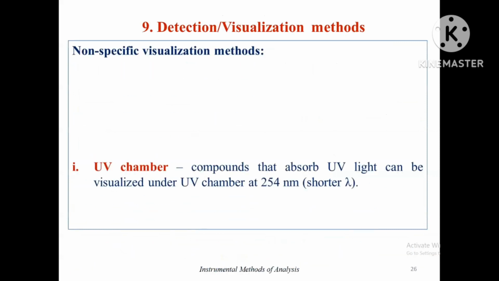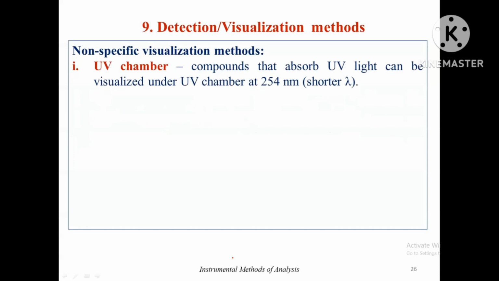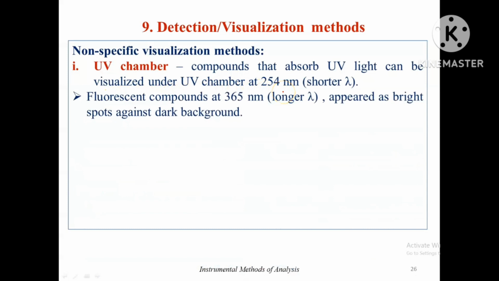And there are some non-specific visualization methods. The UV chamber method is one such method. In this method, after development of the chromatogram, when the chromatogram is kept under UV radiation, the compounds which absorb UV radiation can be visualized at 254 nanometers. On the other hand, the fluorescent material appears as bright spots against a dark background when measured at 365 nanometers. This method is a non-destructive method.